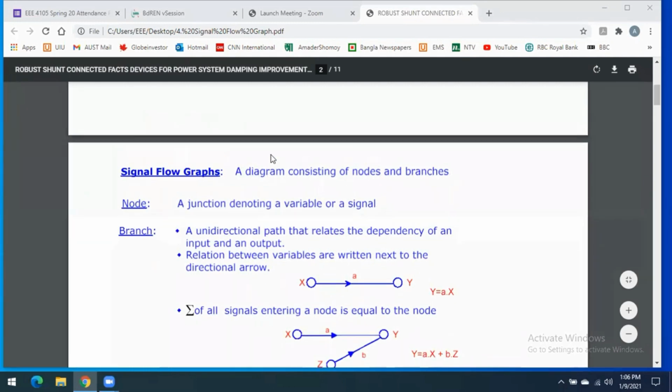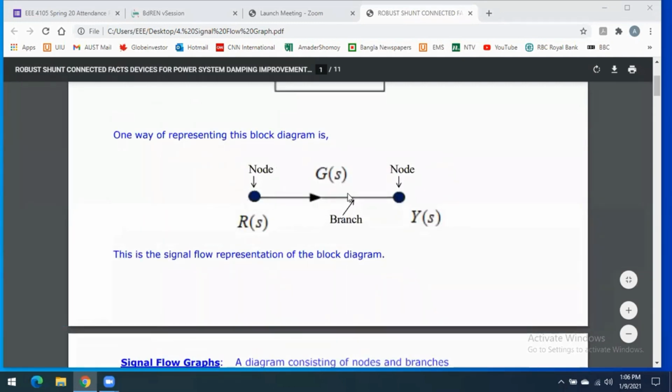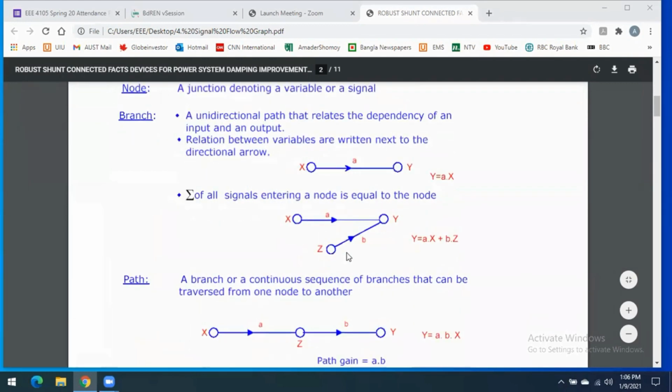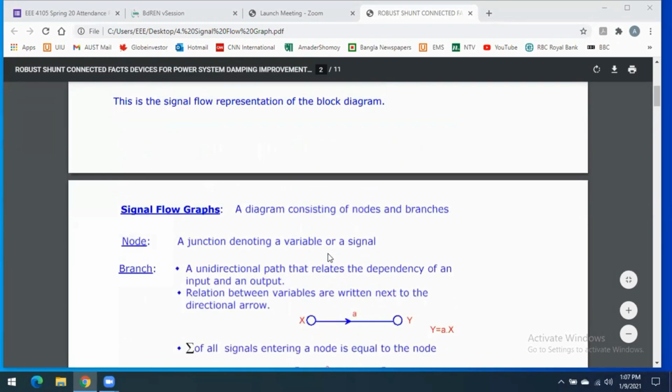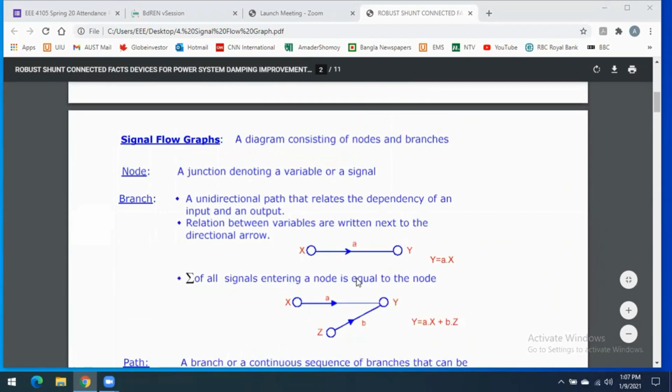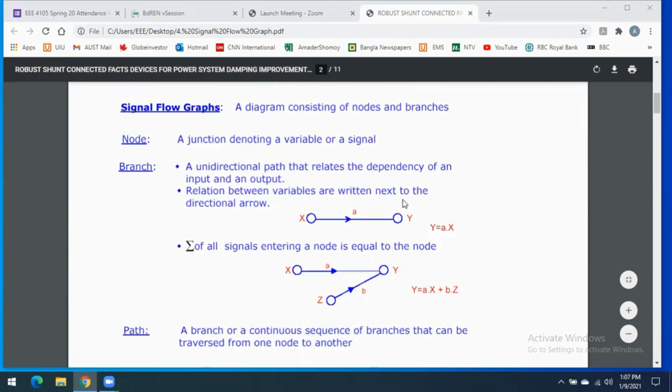Then I told you what is a node. This is a node, this is a source node, this is a sink node. There are also some nodes which are mixed, for example, this one. Last time I showed you this diagram, this node is a mixed node. It's not a source node, it's not a sink node. It is a source for this part and a sink for this part, so this is called a mixed node. Anyway, these are easy things. So y is ax, and here y comes from two things, a times x and b times c. It's the usual block diagram procedure, but with much simpler drawings.